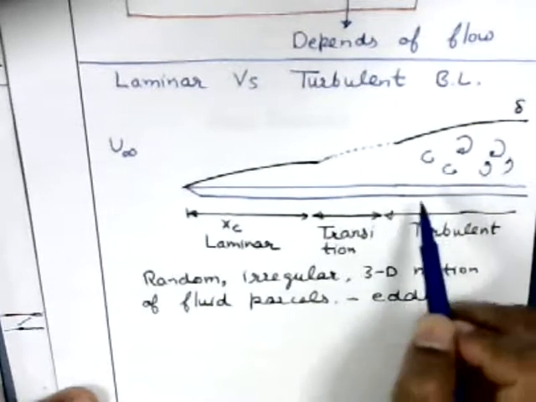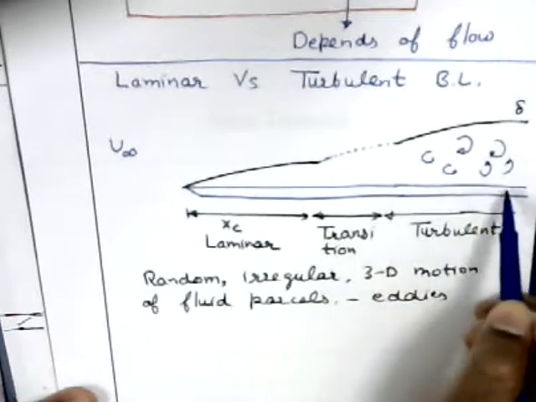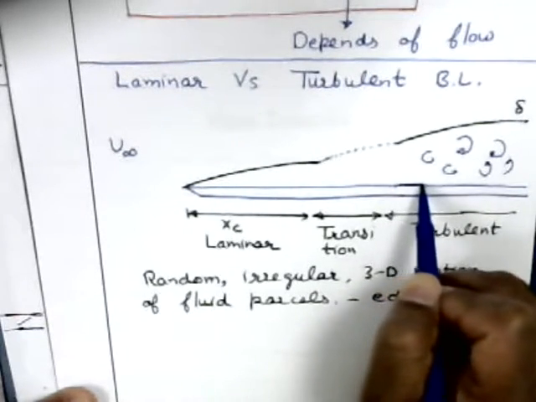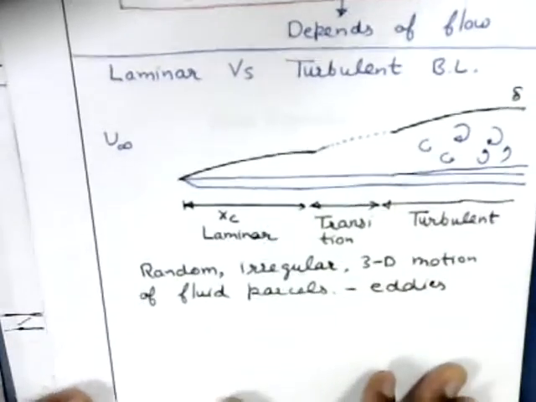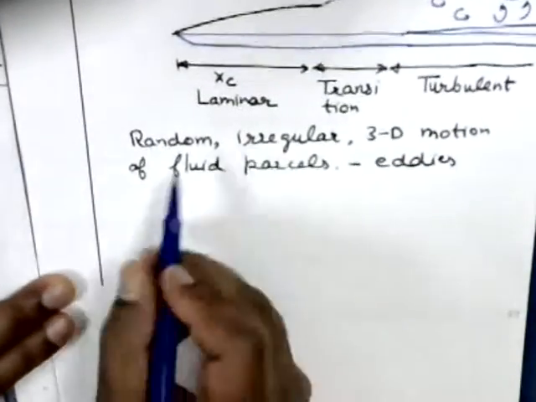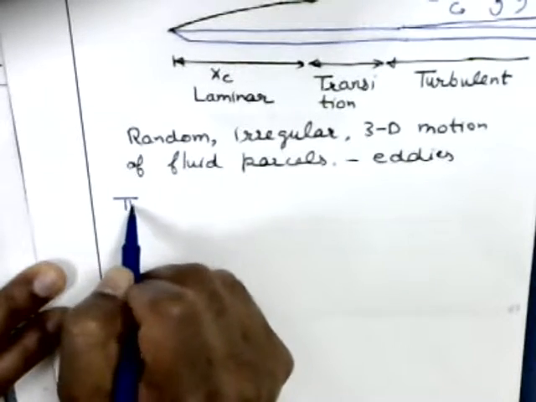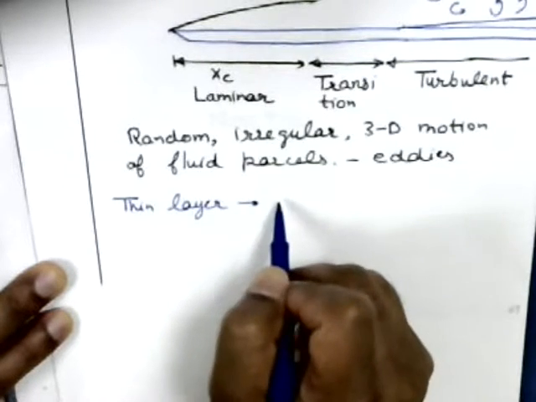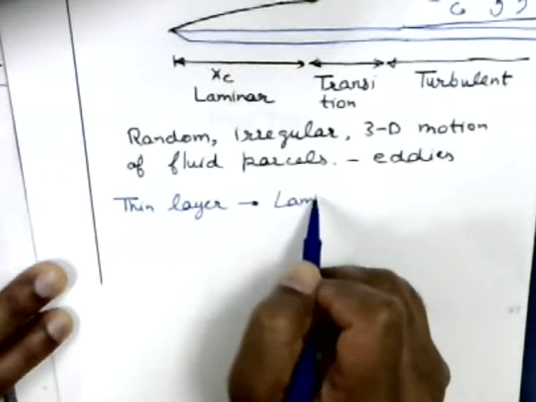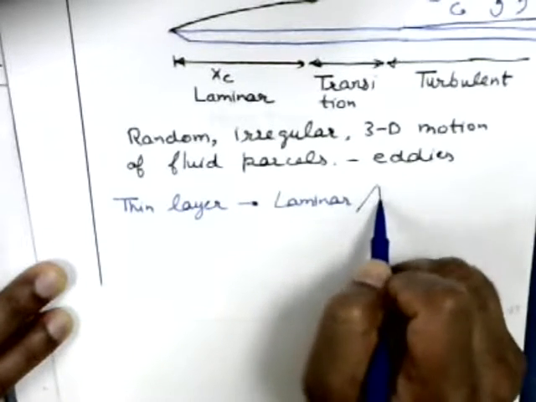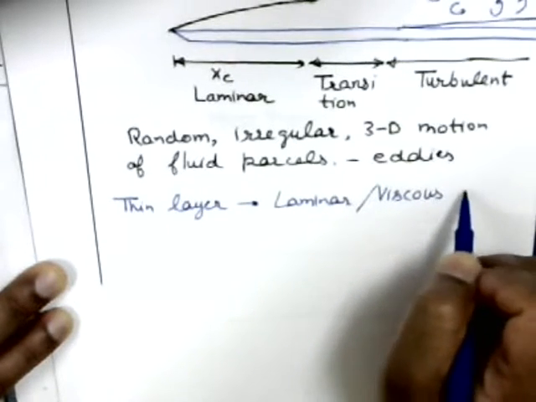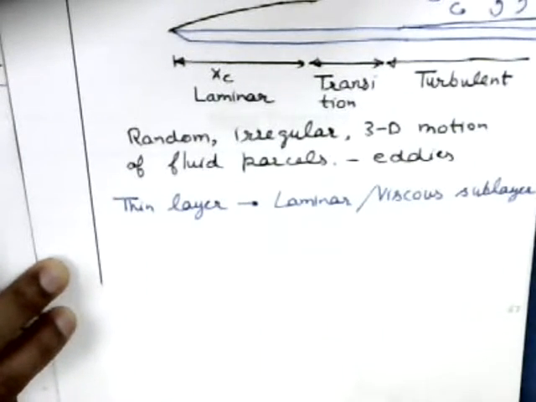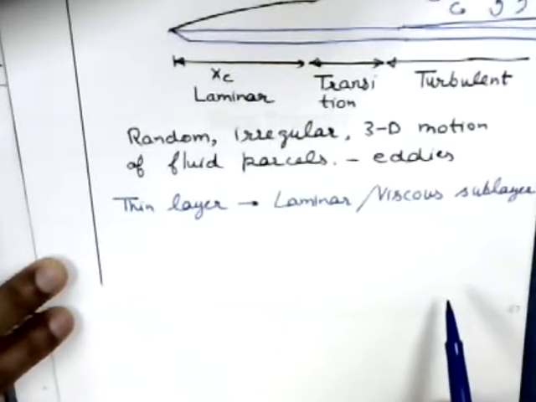When it becomes turbulent, even then at the wall, because fluid velocity is 0, turbulence is not there, and you still have a thin layer here, and this thin layer we call the viscous sublayer. So the thin layer, even in the turbulent region, you can say that is laminar, or you can say viscous sublayer, because fluid velocity is 0 there close to the wall, so the effect of turbulence is not there.